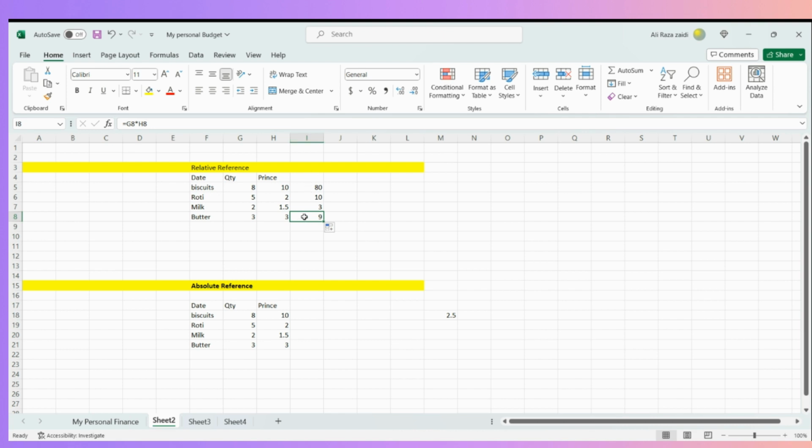For example, if I am in the I column, in the eighth row, it is equal to H8 and G8 and 1.5. And if I select this cell, then you can see G7 and H7. So this is the relative reference. But in another case, it will be wrong.